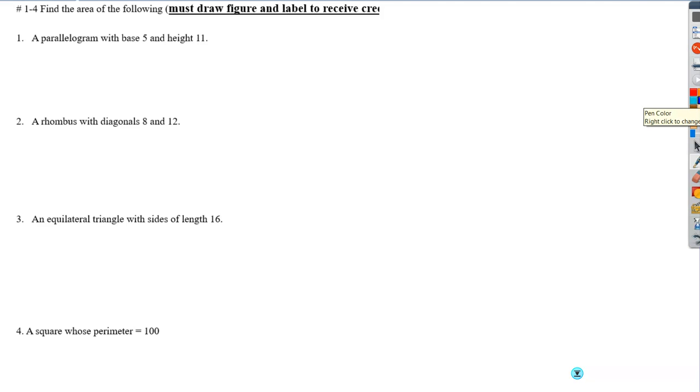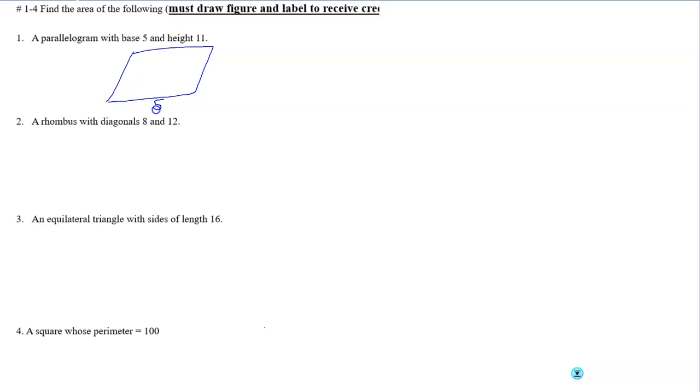A parallelogram with base 5, height 11. So first of all, we'll draw a quick picture. The base is 5 and the height, which would be that altitude, is 11. The formula is always what I write first, area: base times height. So 5 times 11 would be 55.